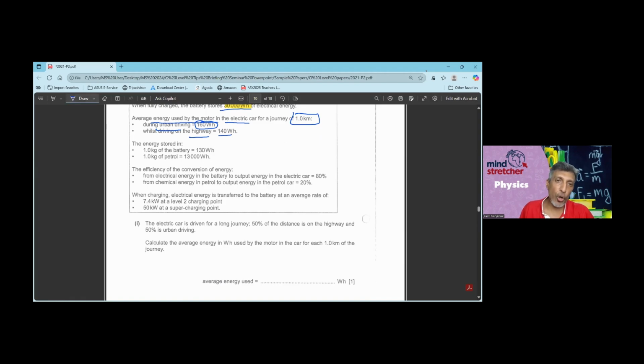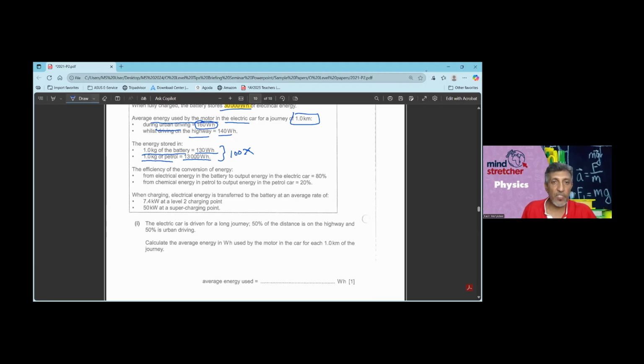Now, the energy stored in 1 kg of the battery. So you see, there's a bit of data. You just have to be careful with dealing with it. 130 watt hour. Whereas 1 kg of petrol gives you 13,000. So straight away, you can see it's 100 times more.